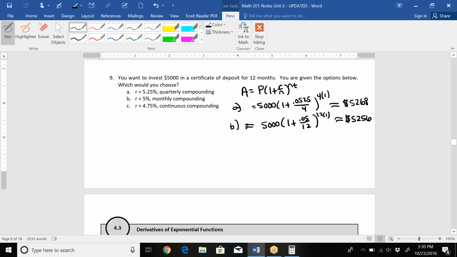And that really shows us that the number of compoundings does affect things a little bit, but not as much as your interest rate. The interest rate is key.